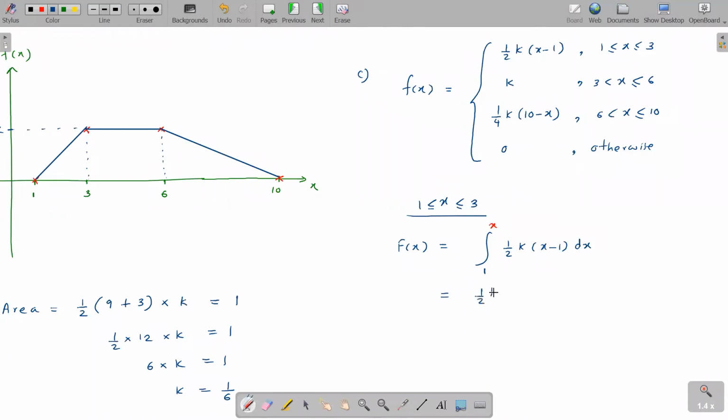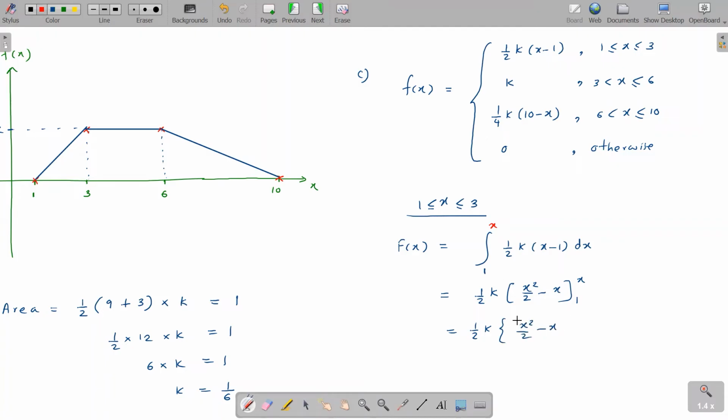Half k is a constant. Keep it out. Integration of x is x square over 2. Integration of 1 is x. Do you agree with me? From 1 to x. What do we get here? Half k, keeping it out. When I replace x with x, it's the same thing, right? x square over 2 minus x.